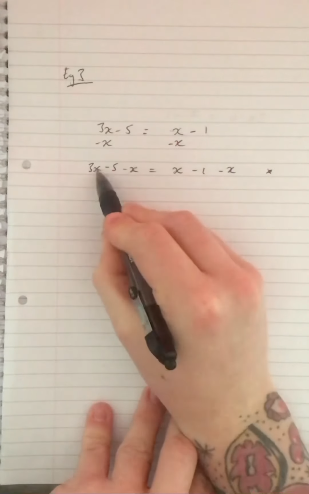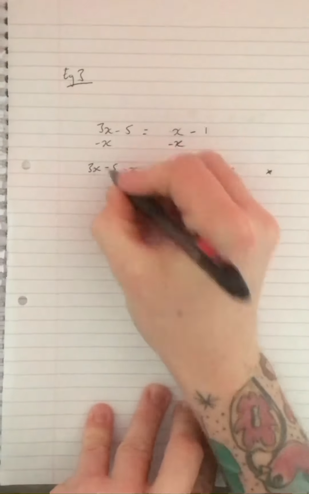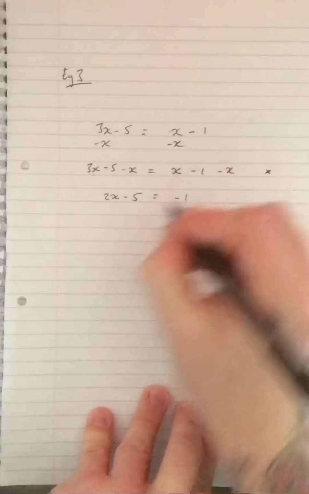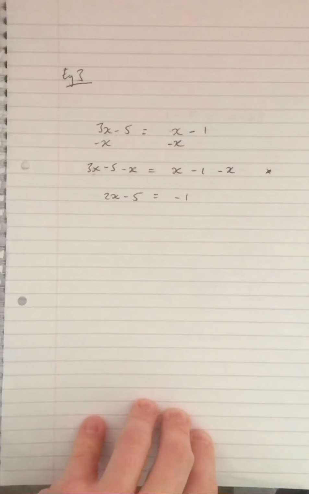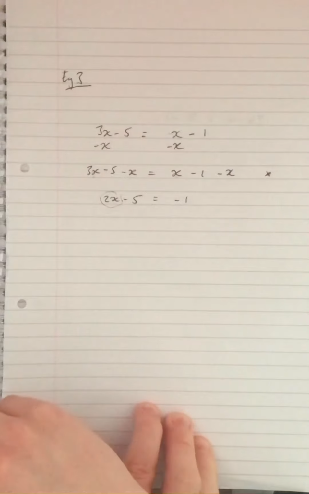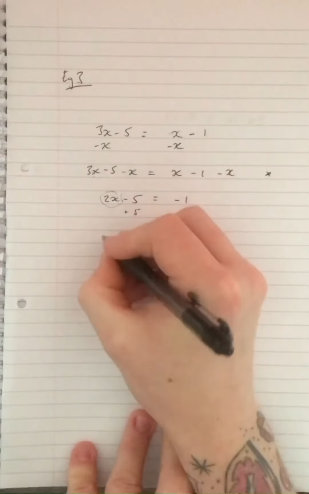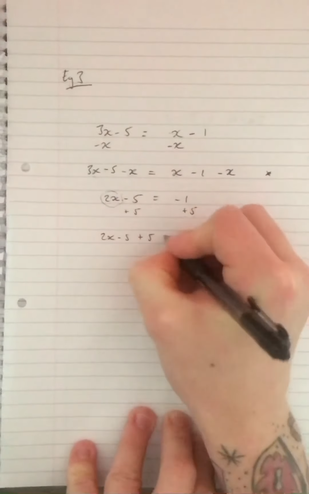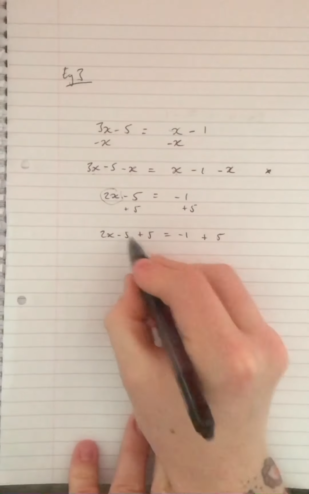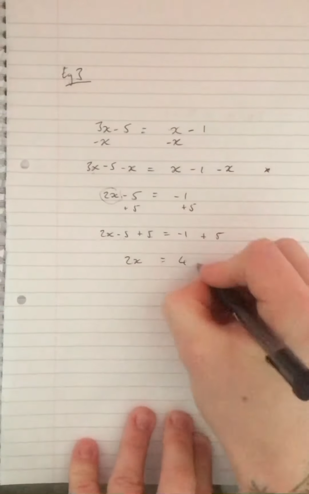3x take 5 take x, they are like terms, so 3x take x is 2x, and we've still got to take 5. X take x is 0, and then we've still got a subtraction of 1 there. Now I want to get this bit on its own. I want to isolate my unknowns, so I'm going to add 5 to both sides of the equation. 2x take 5, add 5 is equal to negative 1, sorry, add 5. They cancel each other out, leaving us with just 2x. Negative 1 add 5 is 4.